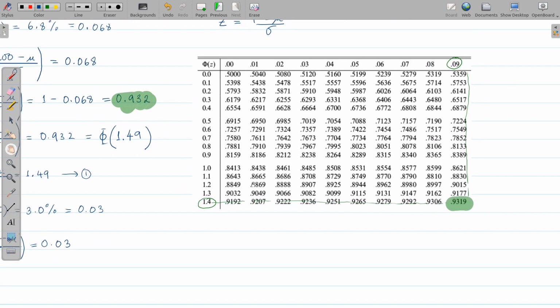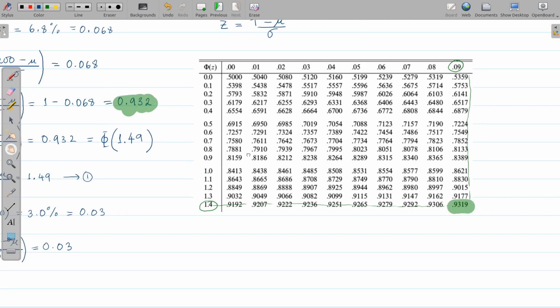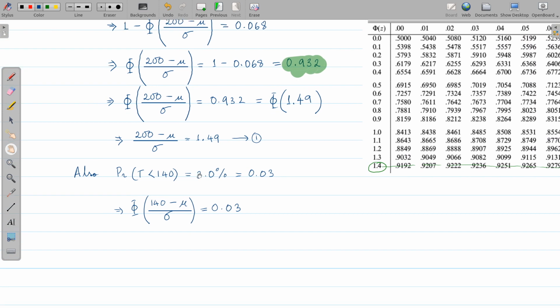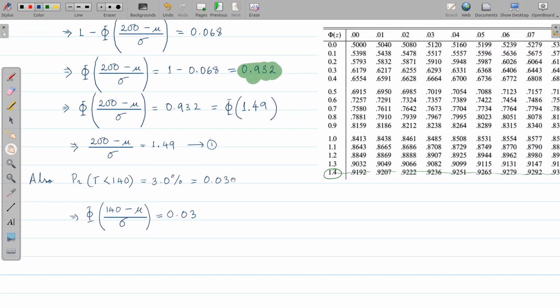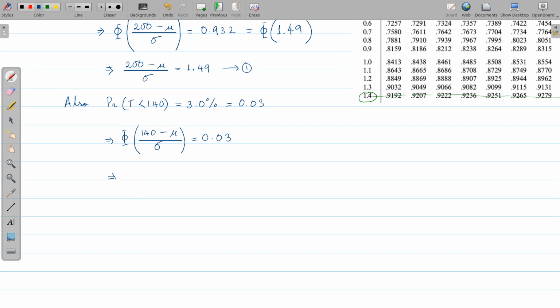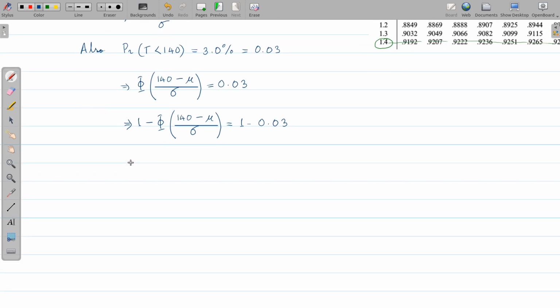For that again we have to go here, 0.03. Where is it? One moment. Can't find 0.03 from here, because the smallest is 0.5. So instead of that, we'll do a trick here. We'll subtract from 1. So 1 minus both sides. 1 minus this is equal to 1 minus 0.03. So from here we get 1 minus this quantity is equal to 0.970.